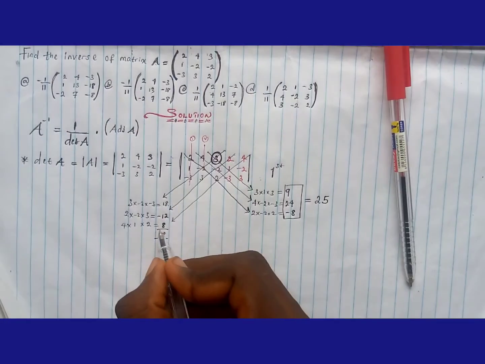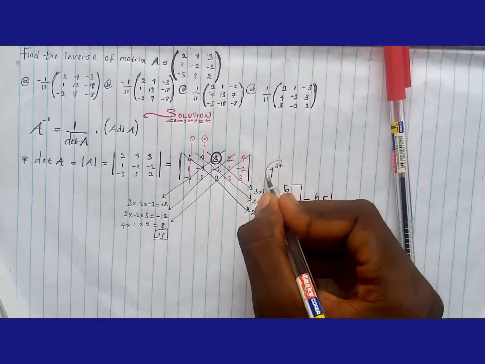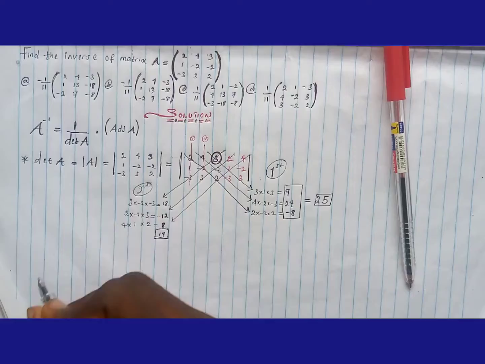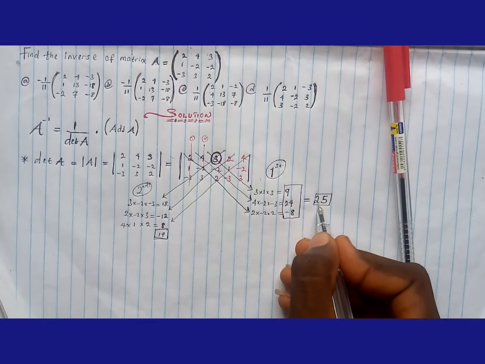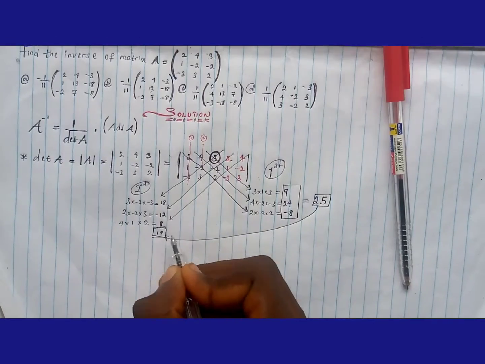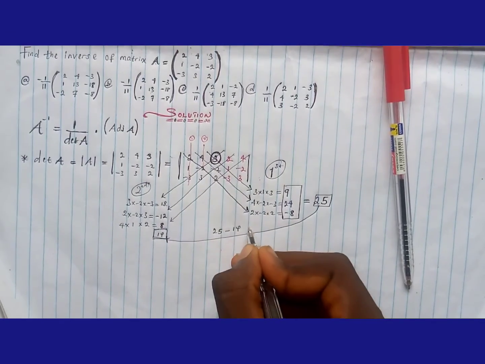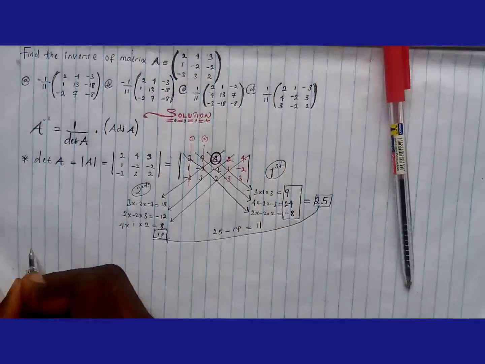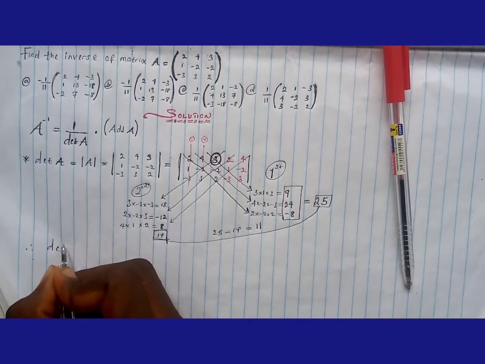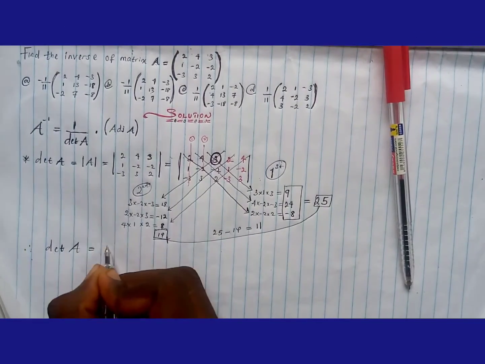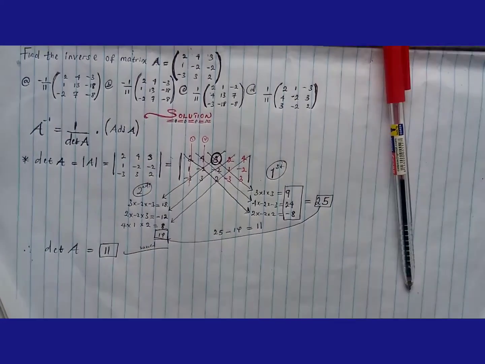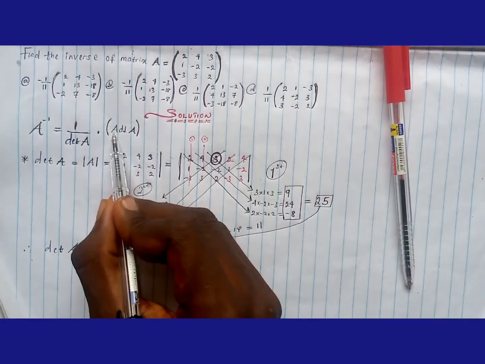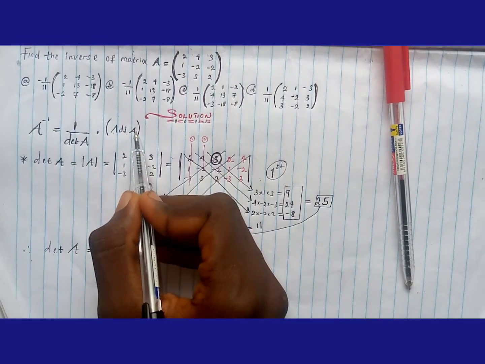Now we have two answers, this one for the first part and this one for the second part. The next thing is to subtract the second part from the first part, that is 25 minus 14, which is 11. So the determinant of matrix A is 11. This is just a shortcut, and the same pattern will also be used to get the adjoint of matrix A. I'm going to use another shortcut for it also.